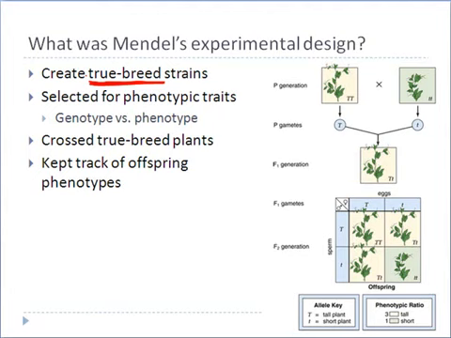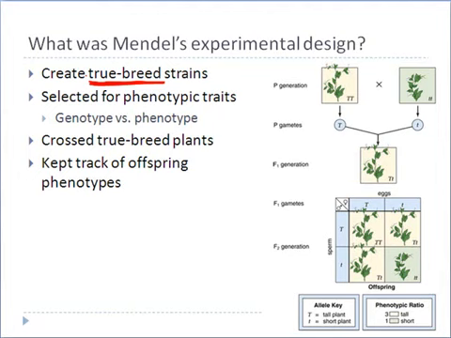He had true breeding pea plants that made green seeds. He had true breeding pea plants that made yellow seeds. He had ones that made only wrinkled peas. He had ones that only made smooth peas. He had ones that made only white flowers. He had ones that made only purple flowers, etc., etc. So he had all these true breeding strains.